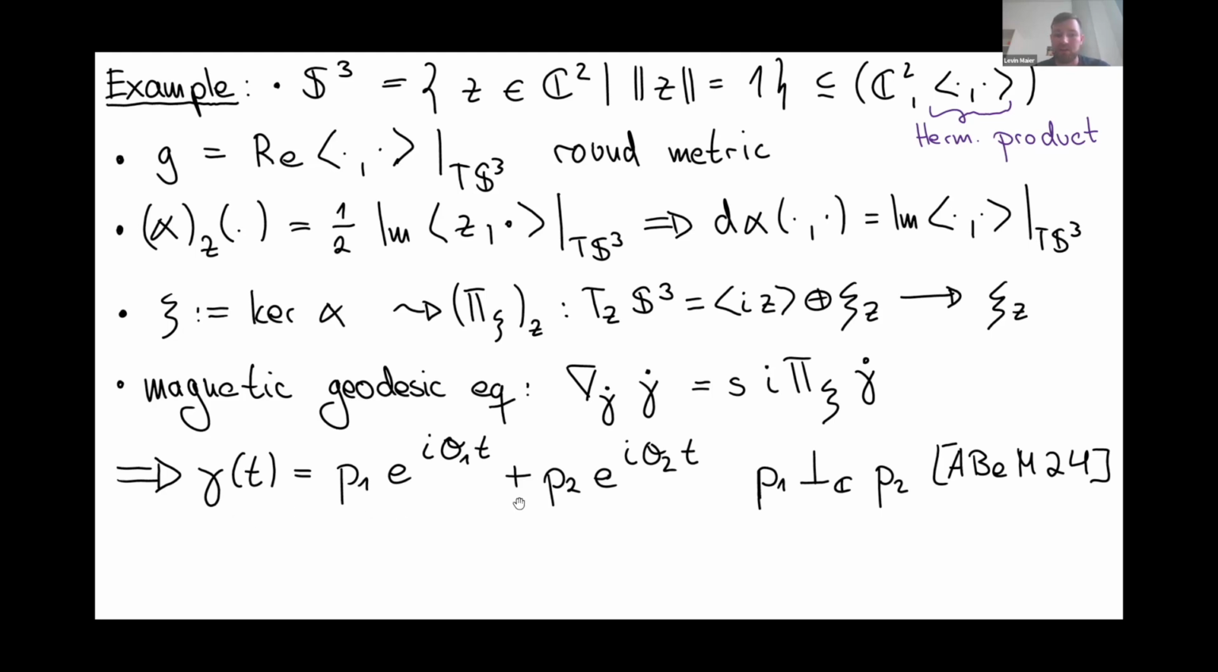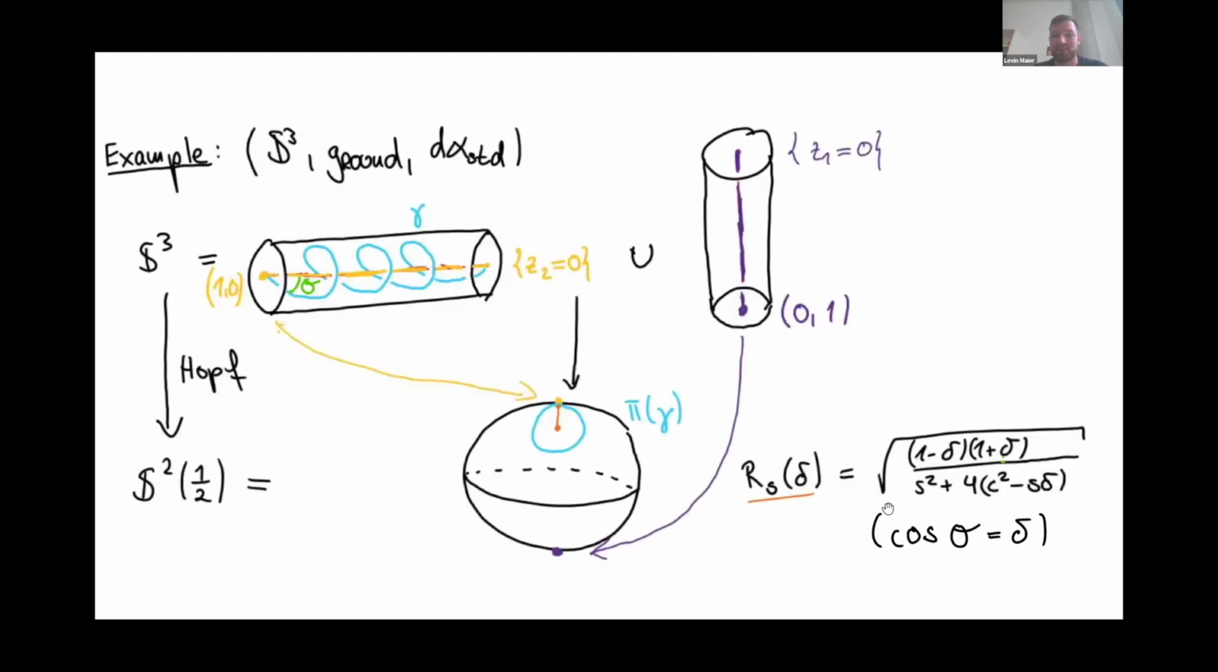p1 times e to the i theta 1 t plus p2 times e to the i theta 2 t, where p1 and p2 are complex orthogonal. That's joint work with my advisor Peter Albers and Gabriele Benedetti, and we will publish it soon, in the next two months. And the point here is, since p1 and p2 are complex orthogonal, they stay on tori, so they are spiraling around there. And that's also part of the next picture.